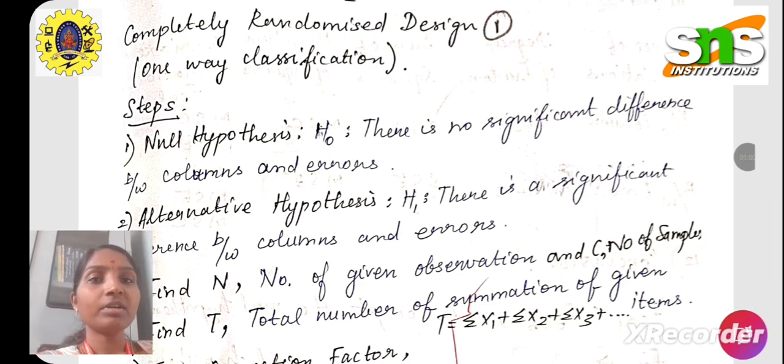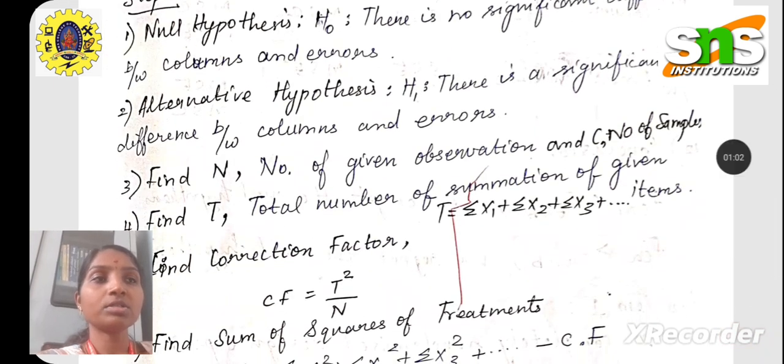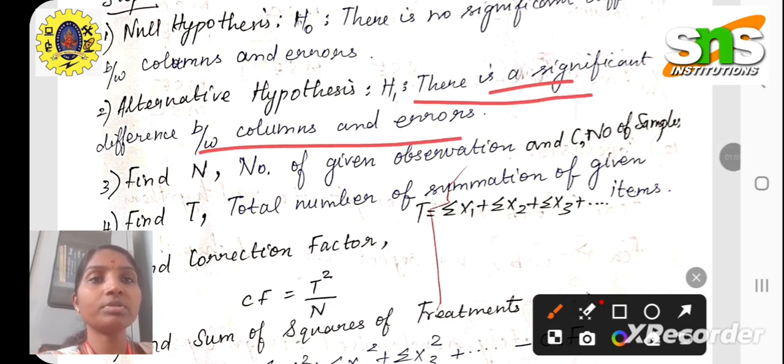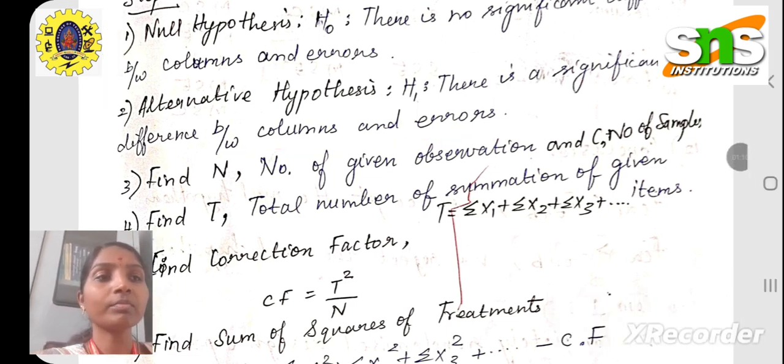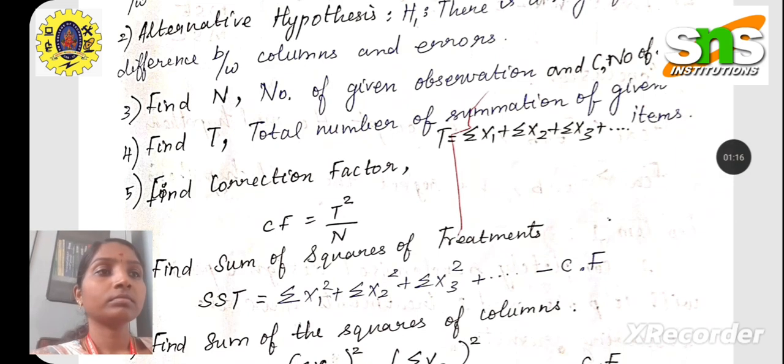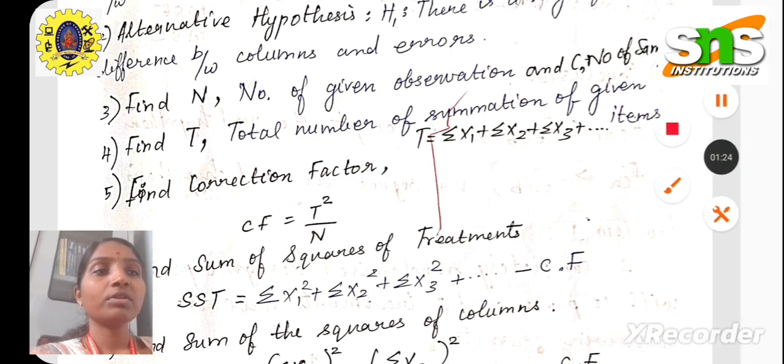And in the second step, we will be having the alternative hypothesis. What is our alternative hypothesis? The alternative hypothesis is that there is a significant difference between the columns and errors. In the third step, we will be finding the number of given observations and the total number of samples given. So what is n, the number of given observations, and what is c, the number of samples given.